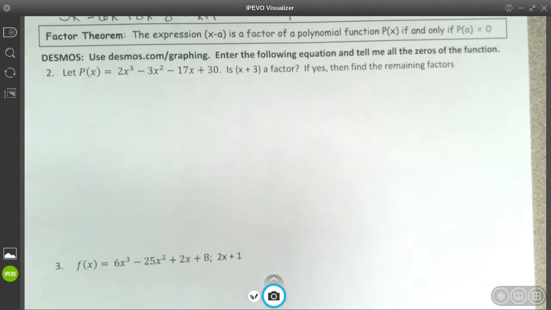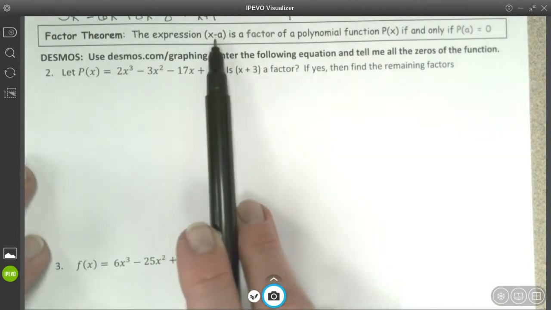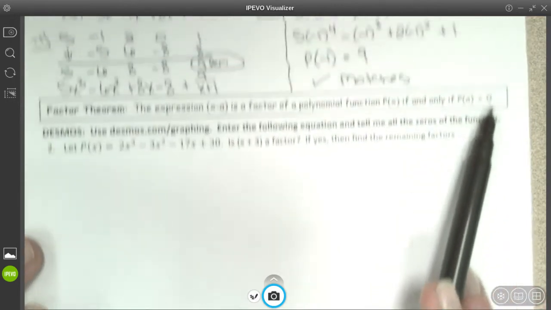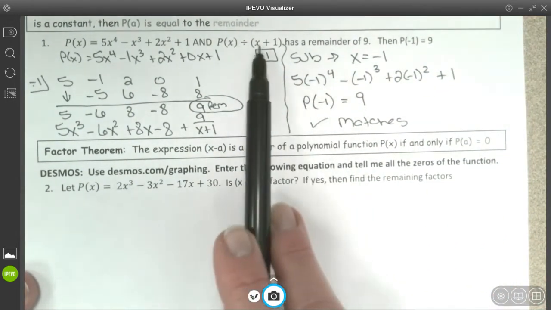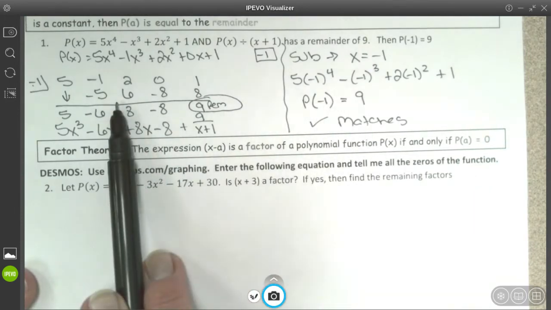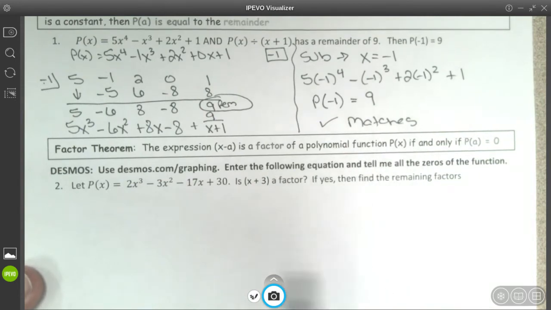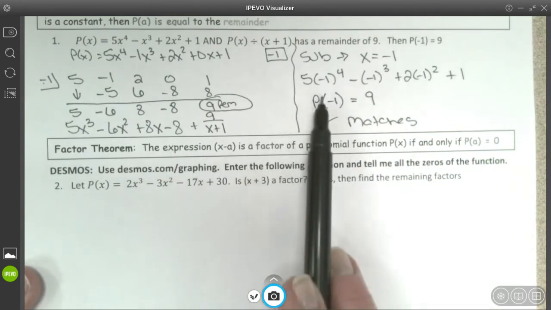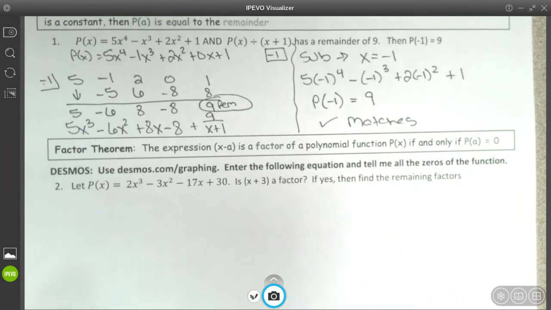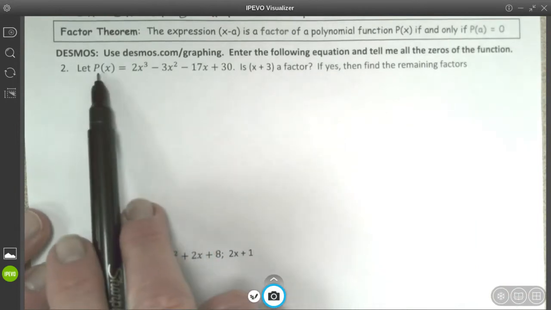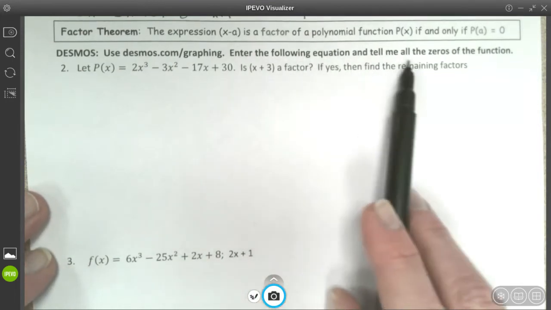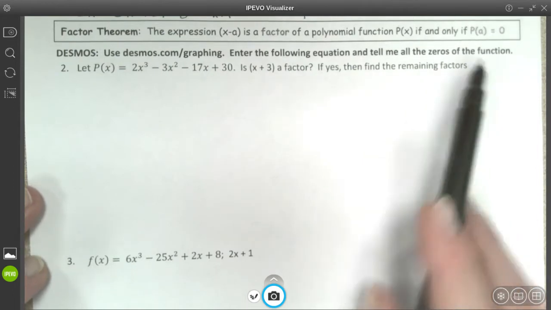There's this factor theorem that says this binomial, x minus a, is a factor if basically your remainder is 0. So this has a remainder of 9. So I know that x plus 1 is not a factor because my remainder is 9. However, we could either do synthetic division or we can do substitution with other numbers, and we know that my factor is going to be a solution if my answer or my remainder equals 0. To try to speed up the process, we are going to use Desmos.com. We're going to enter the following equation and see if we can figure out all the zeros of the function.